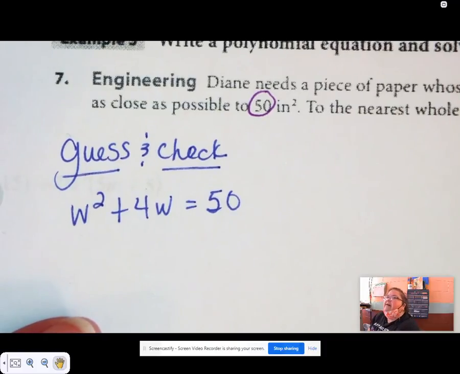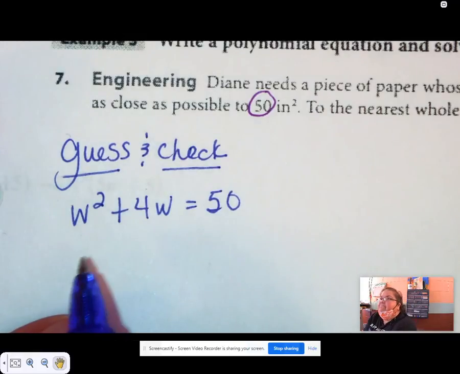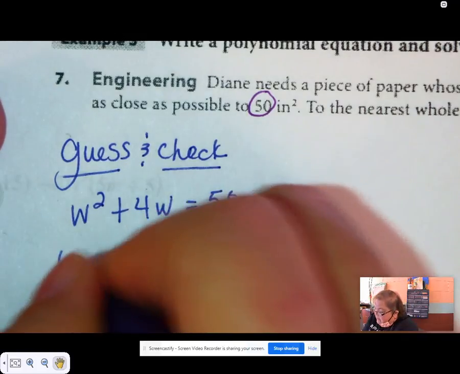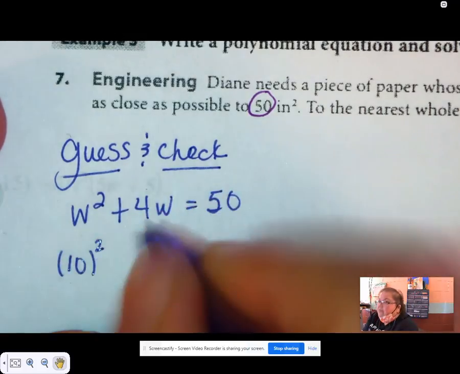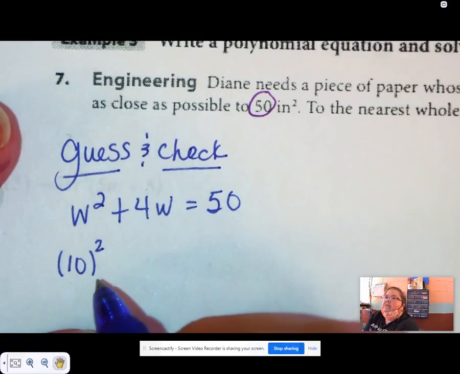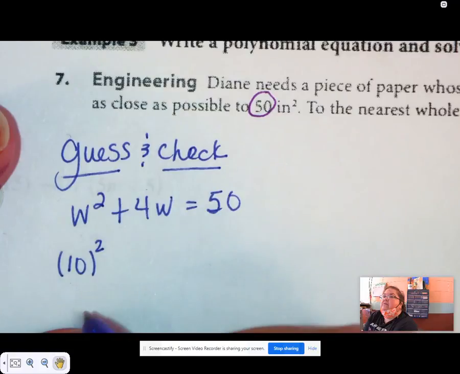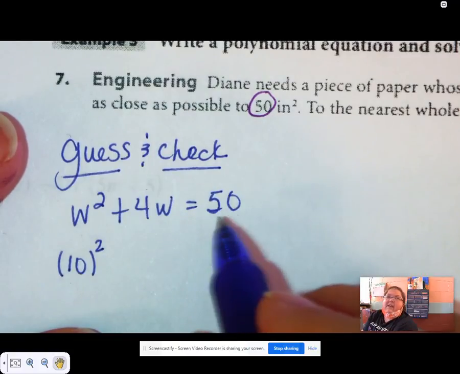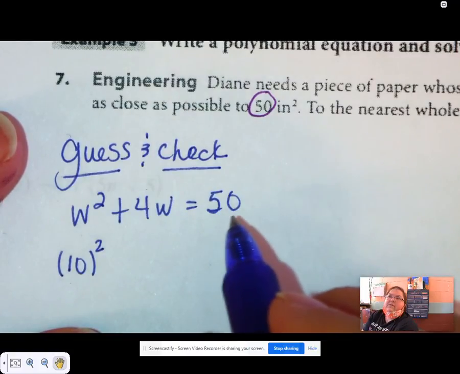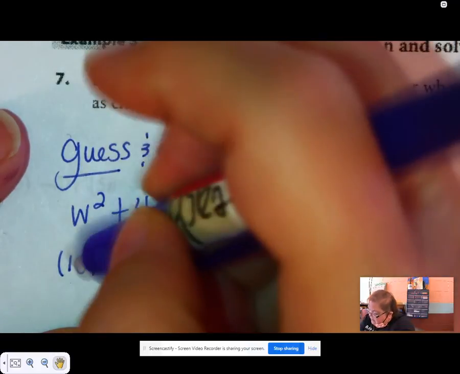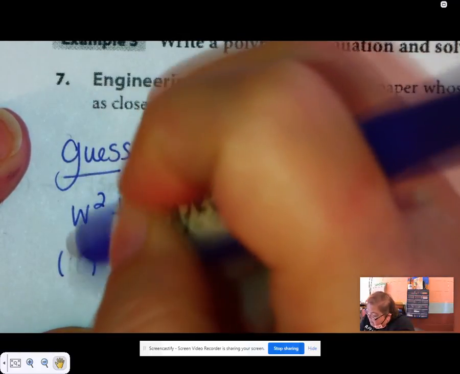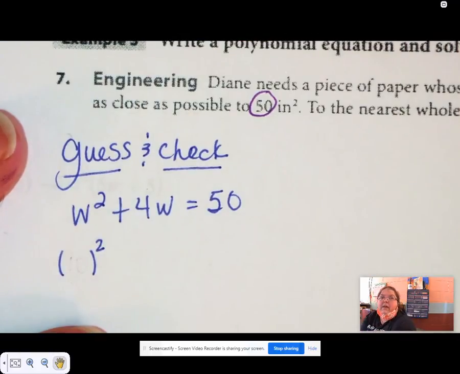So, somebody give me a number. 10. 10 squared. What is 10 squared? Say it out loud. 100. Is that going to be good? Is that too big? That's too big. So with guess and check, we erase a lot. Okay. Somebody give me a number. Now we know it needs to be smaller than 10. Isaac, give me a number smaller than 10, please.